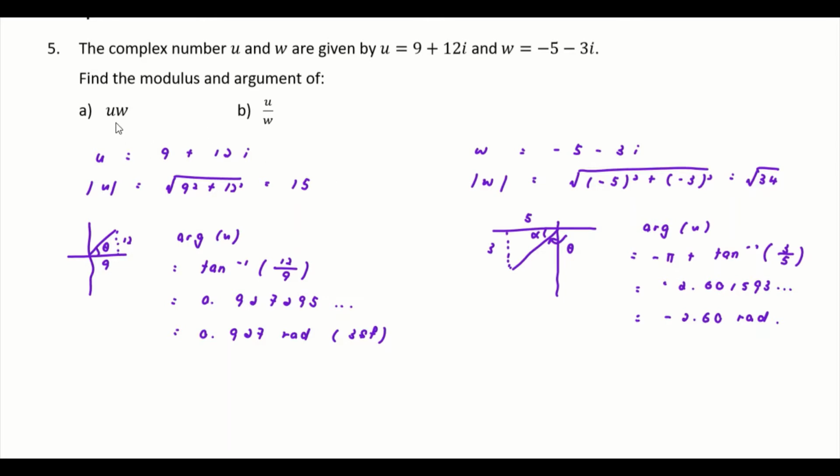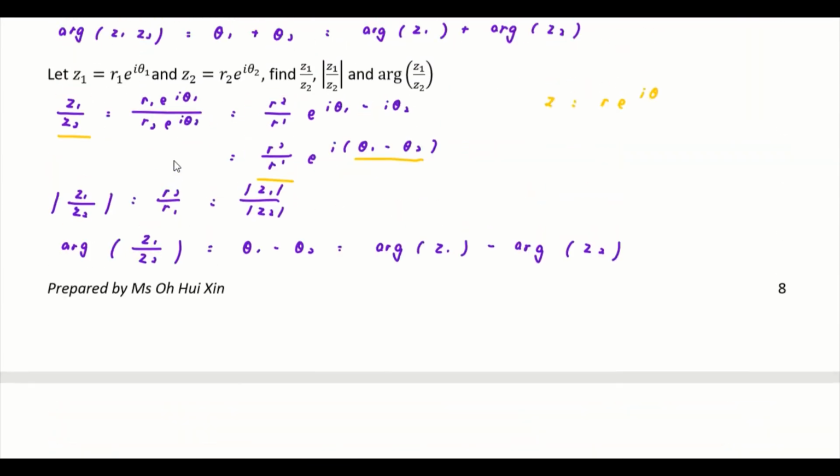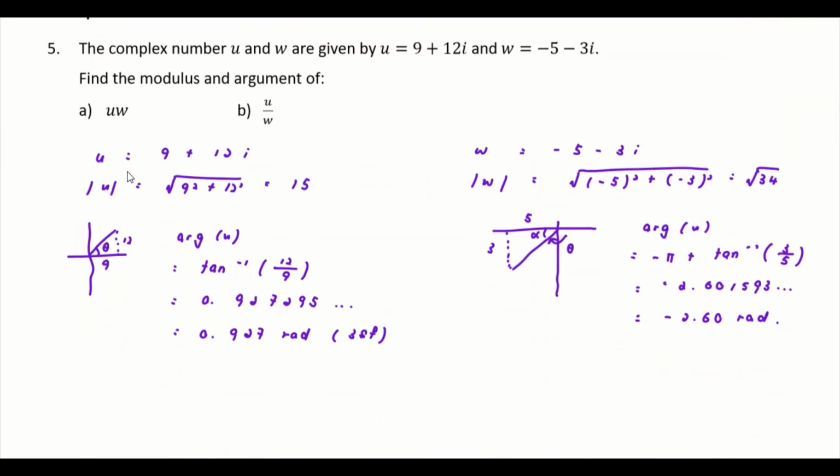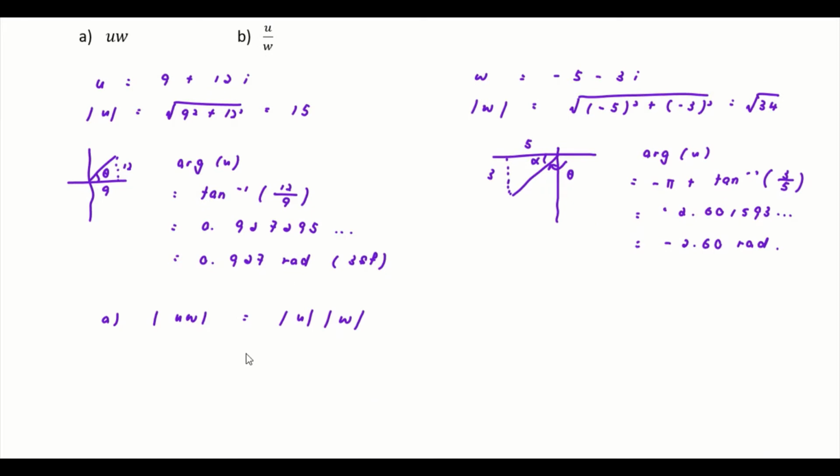So the idea of doing this is that we actually do not need to write u and w in exponential form, then expand and see the number. We only use the results that we got just now. So for multiplication, let's start with part A. For uw, we find the modulus first. It is going to be exactly the modulus of u multiplied by the modulus of w. So that's the idea of using the results just now. The modulus of u is 15, then the modulus of w is square root 34. So this will be my answer.